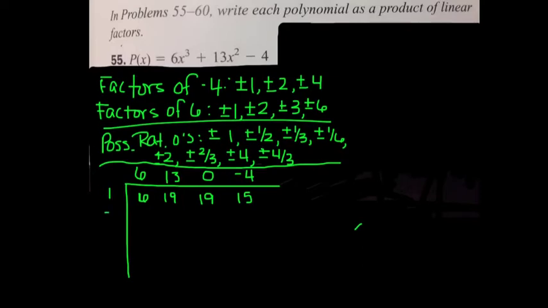I'll try negative 1. Bring down the 6. Negative 1 times 6 is negative 6, plus 13 is 7. Negative 1 times 7 is negative 7, plus 0 is negative 7. Negative 1 times negative 7 is positive 7, plus negative 4 is 3, but either way that's not 0.